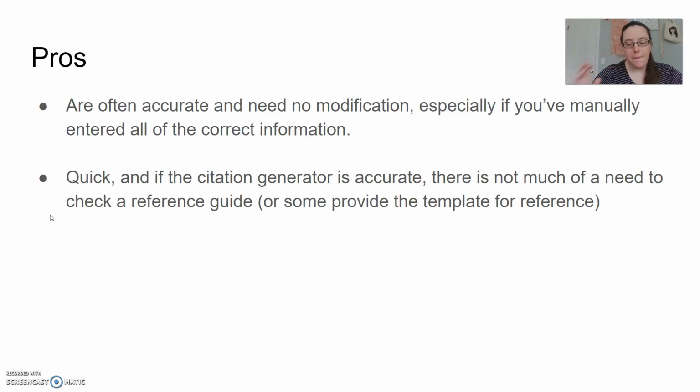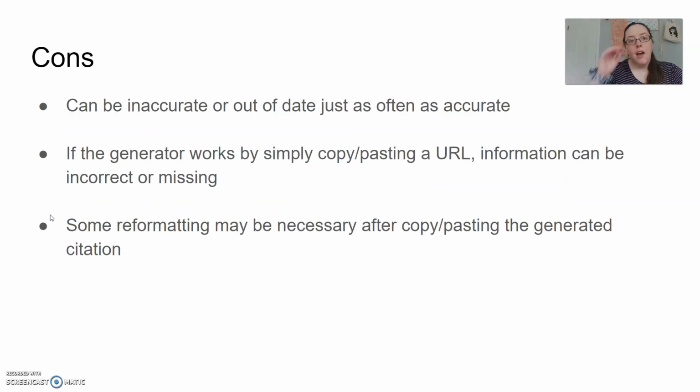So if you know how to use it effectively, and you are making sure you're double checking, then I don't think there is an issue. But if you're not doing those things, here are the cons of using a citation generator. Just as often as it's accurate, it's probably inaccurate. And that comes from a number of reasons.